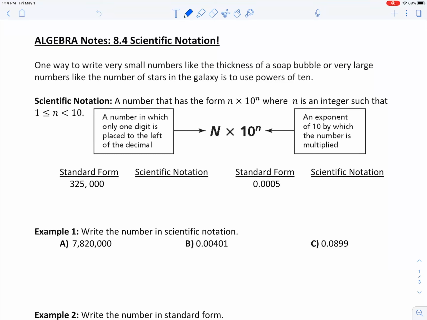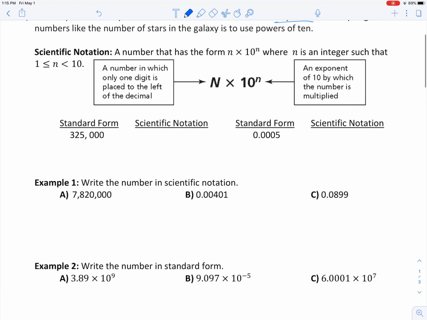Hello class, today we're going to be learning about 8.4 scientific notation. So, what is scientific notation? It is really just a way to represent really big numbers and really small numbers. So this first part here says, one way to write very small numbers like the thickness of a soap bubble, which you can imagine would be very, very small, or very large numbers, like the number of stars in a galaxy, is to use powers of 10.